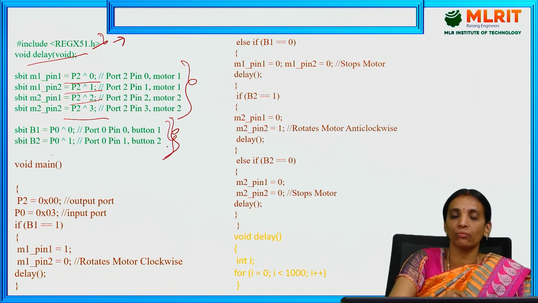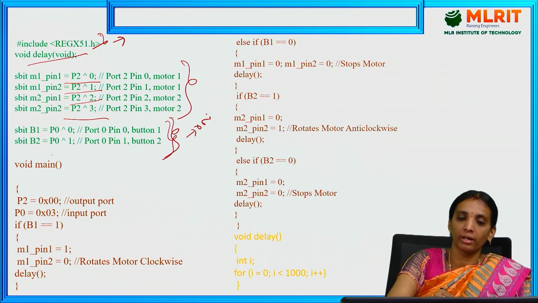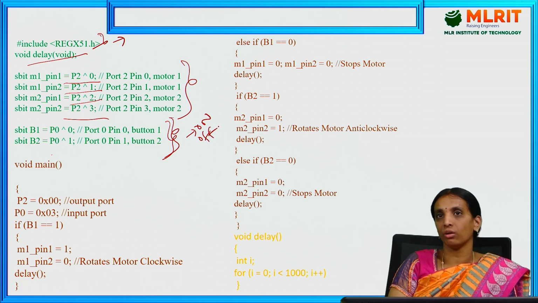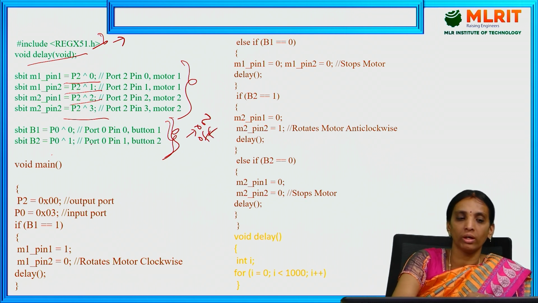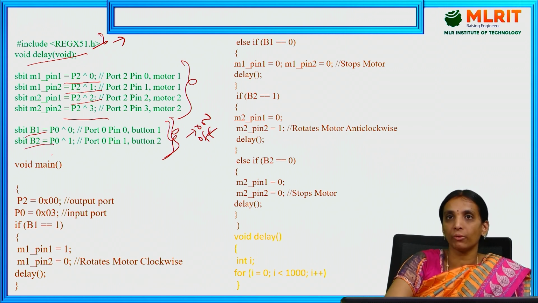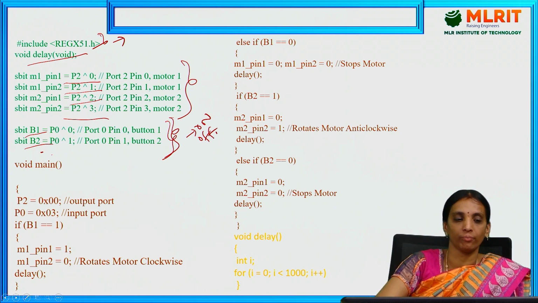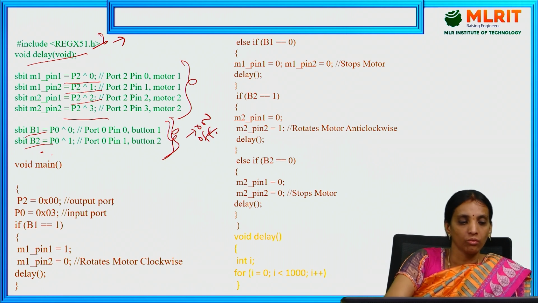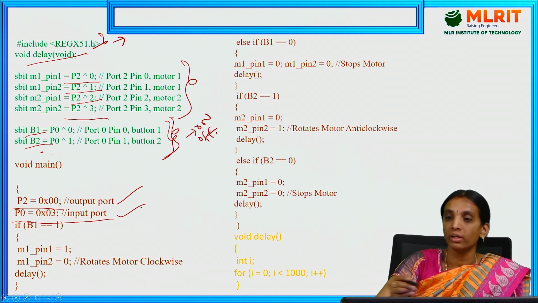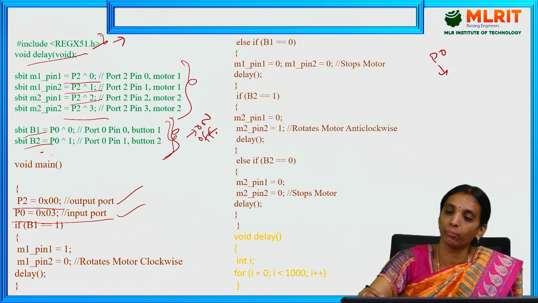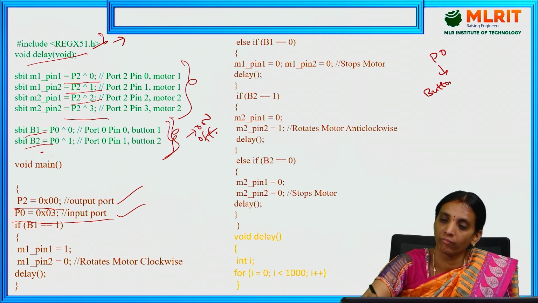These two are used for button 1 and 2, which are used for driving the motors either on or off. For switching on the first motor we have used the first button, and for the second motor, the second button is used. If button 1 is not pressed, then motor 1 is off, and if button 2 is not pressed, motor 2 is off. Next, we are declaring port 2 as an output port and port 0 as an input port, because we are connecting port 0 with the buttons and port 2 with the motors.